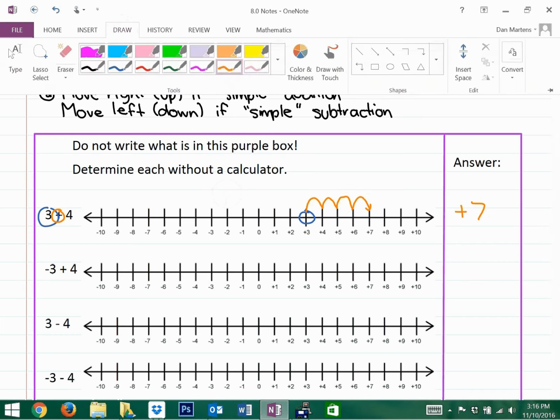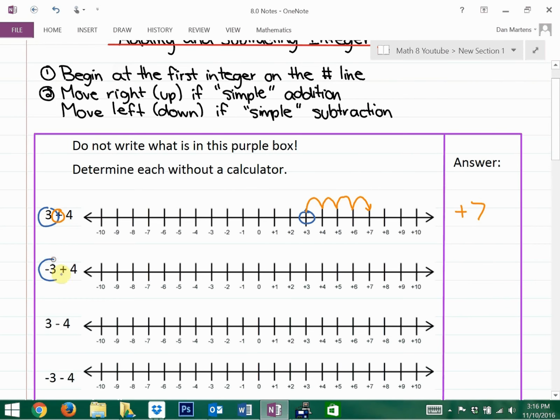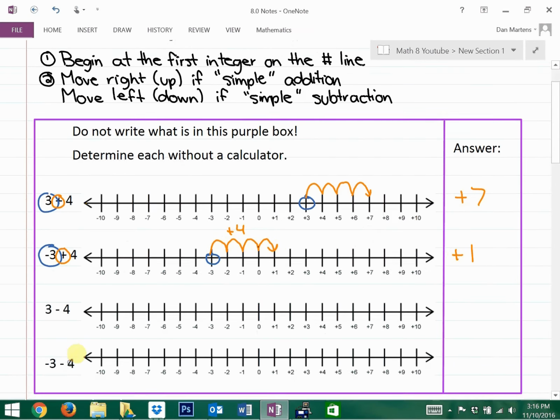In the next question, we're going to start at negative 3. So negative 3 is an integer. And now this is equivalent to simple addition because this is negative 3 plus 4. So simple addition goes up or to the right of the number line. So if we go plus 4, it ends up at positive 1. Okay? Next one, and again, you might want to rewind this or do a few things if you'd like to see if you understand what's going on here.